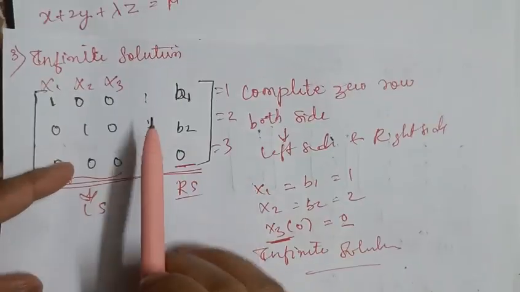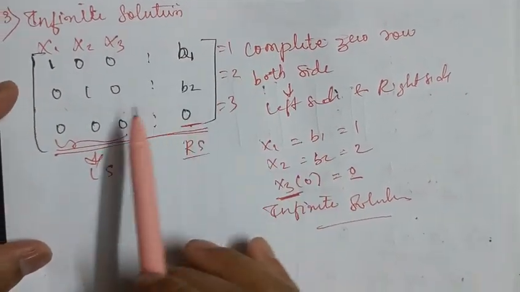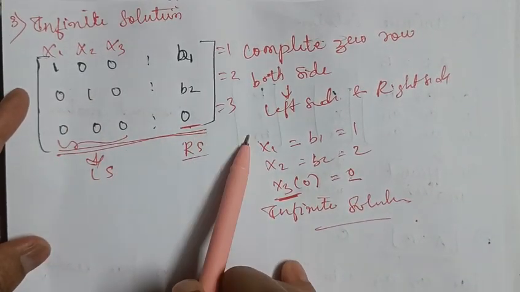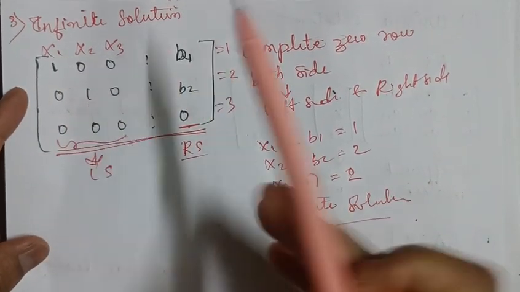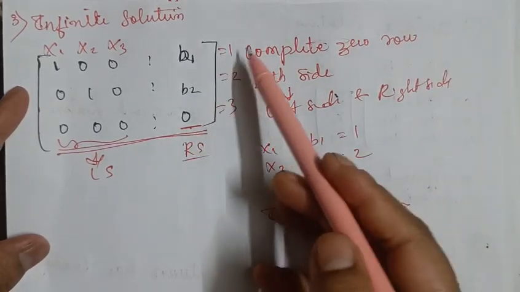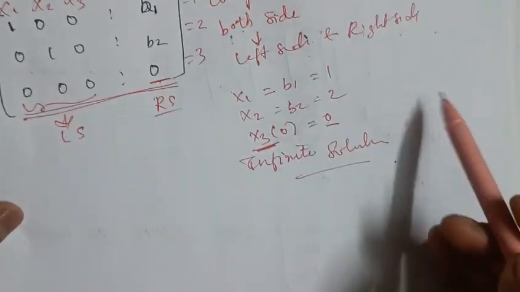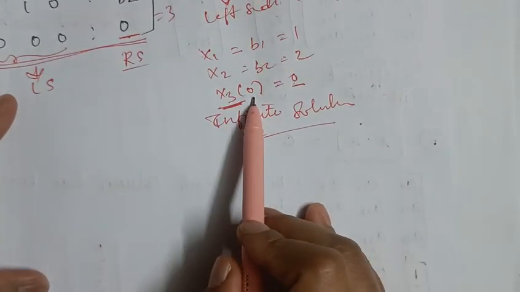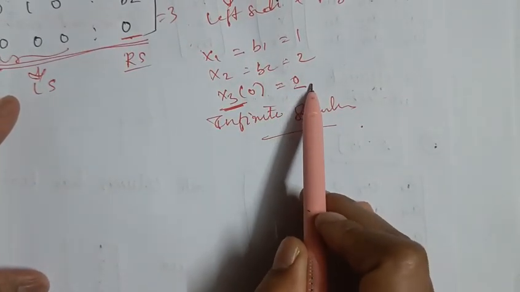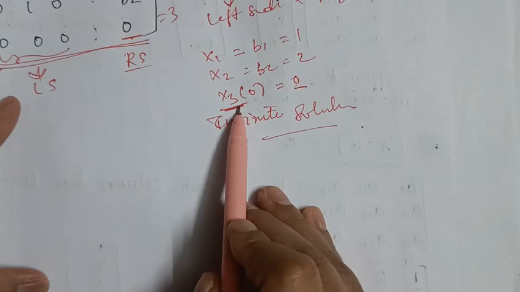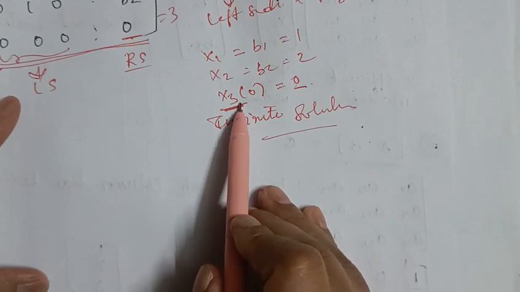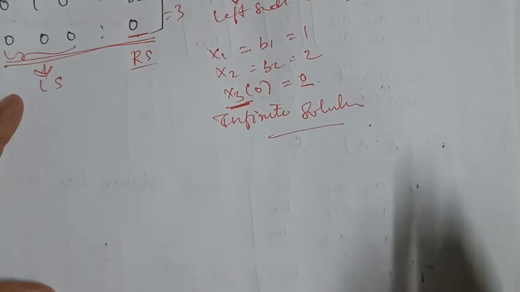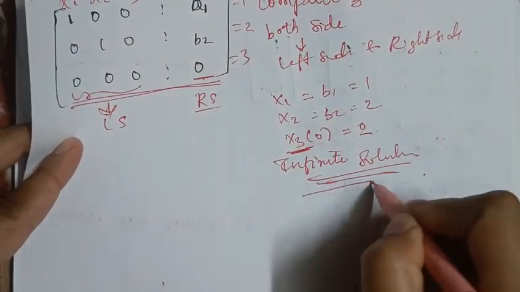Then we have an infinite solution, wherein you have an entire 0 row on both the left and right side, and in the other 2 rows you have got leading ones. Here also you can see the coefficient is multiplied by 0 and it is giving you 0, so the variable can have any number of different values. So we say this is an infinite solution.